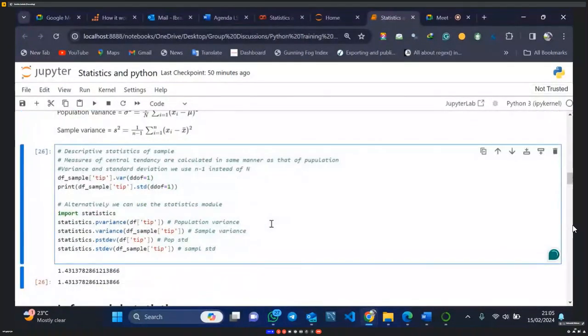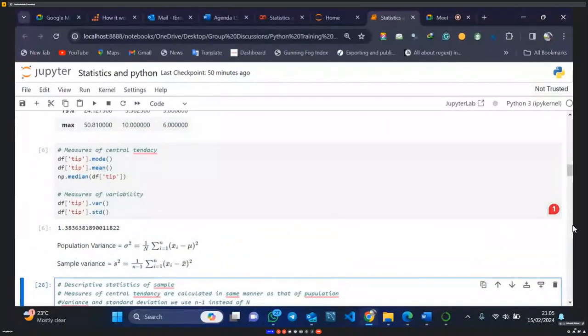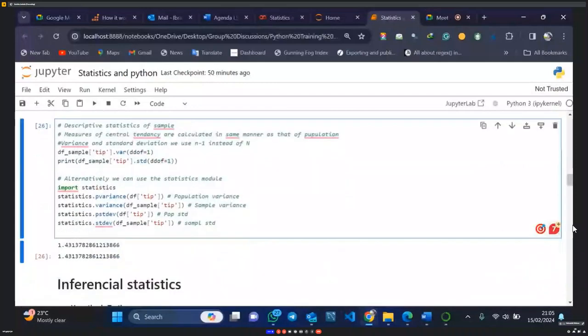So there's another line of code here that says descriptive statistics of the sample. Then measures of central tendency are calculated in the same manner as that of the population. The same manner that these have been calculated, the mean, the mode, and the median, is the same manner that we shall calculate the measures of central tendency.